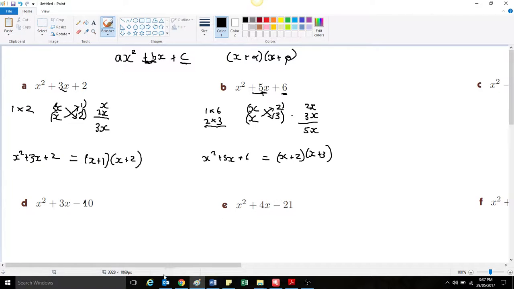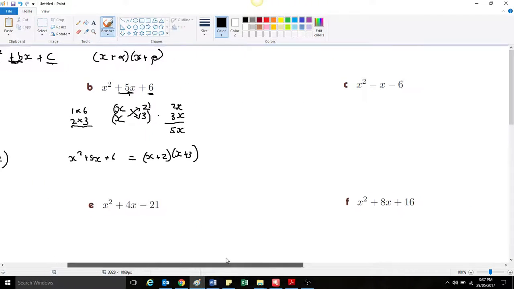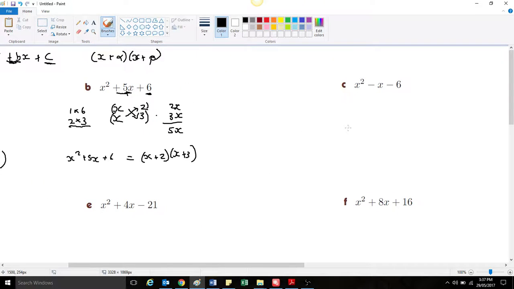Okay, let's keep going with these examples. x squared take x take 6. So we've got multiples of minus 6. We're looking for two numbers that multiply to give you minus 6, and when you add them together, you get minus 1. The coefficient in front of x there is minus 1. So we're just going to start by listing the multiples of 6. And again, that's 1 times 6 or 2 times 3.